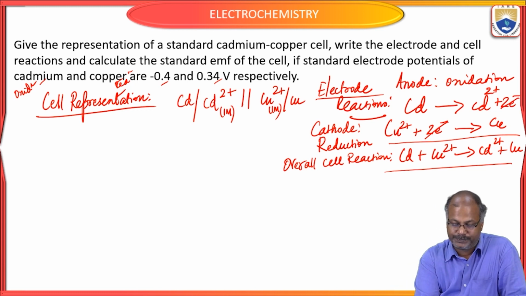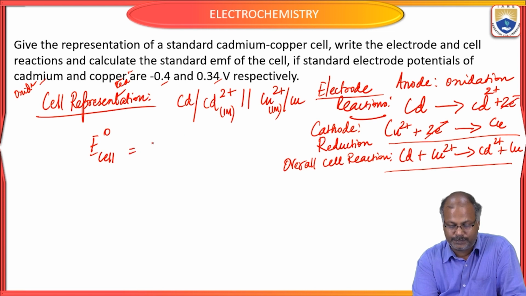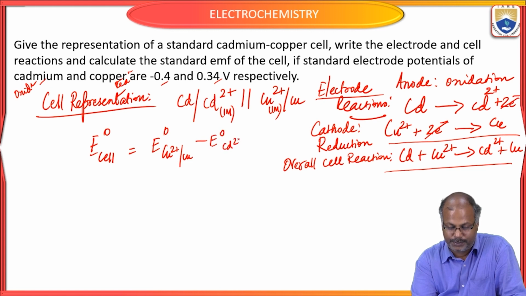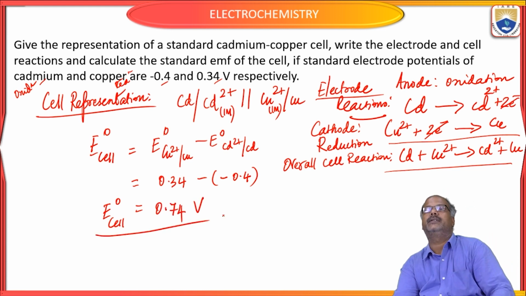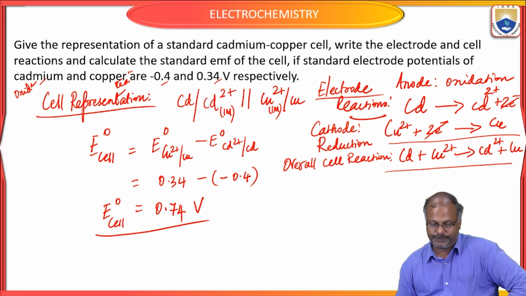Standard EMF. So the standard EMF of the cell is equal to E0 of copper 2 plus by copper minus E0 of cadmium 2 plus by cadmium, which is equal to 0.34 minus of minus 0.4, which is equal to the standard EMF of the cell, 0.74. This is the answer. Okay. Next.